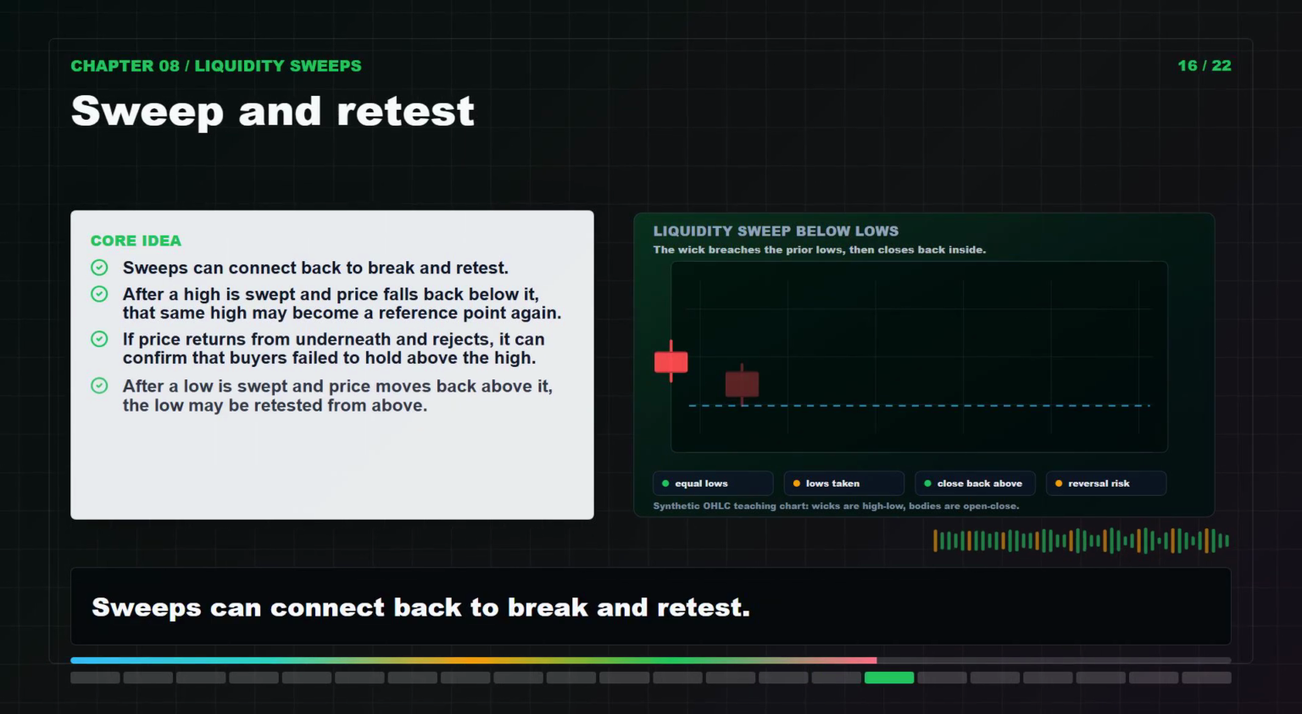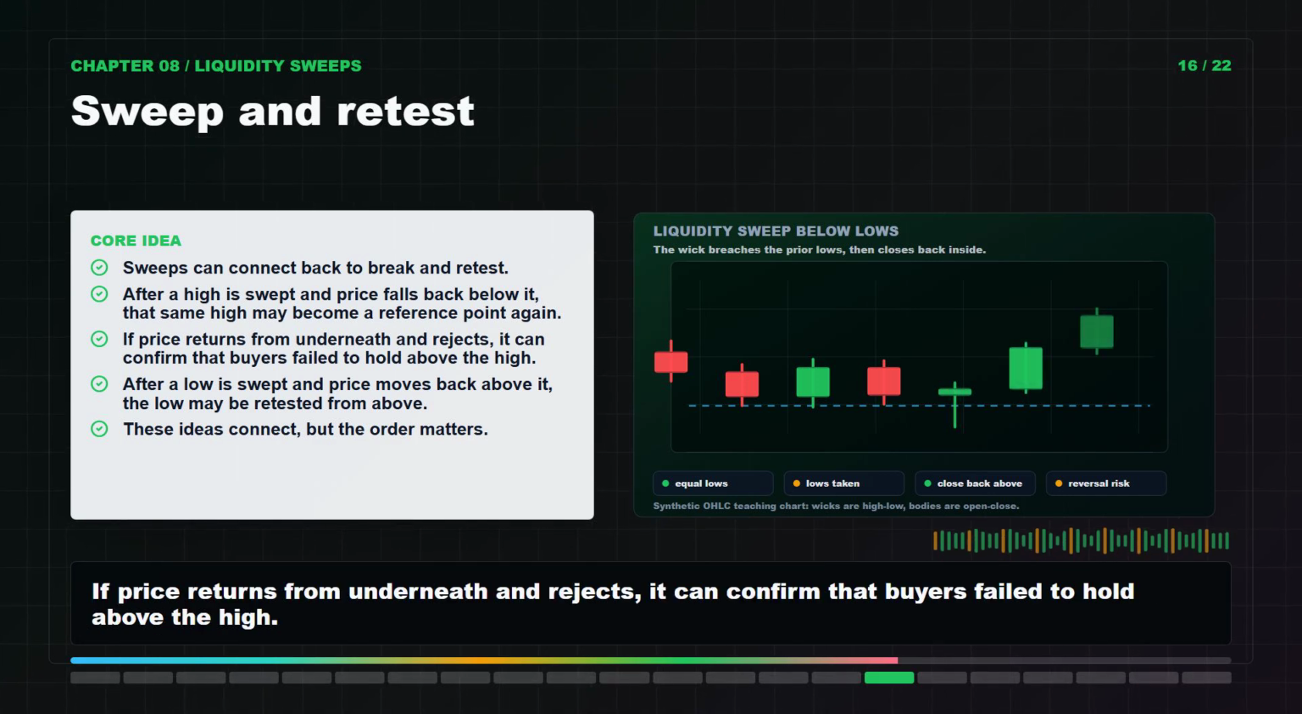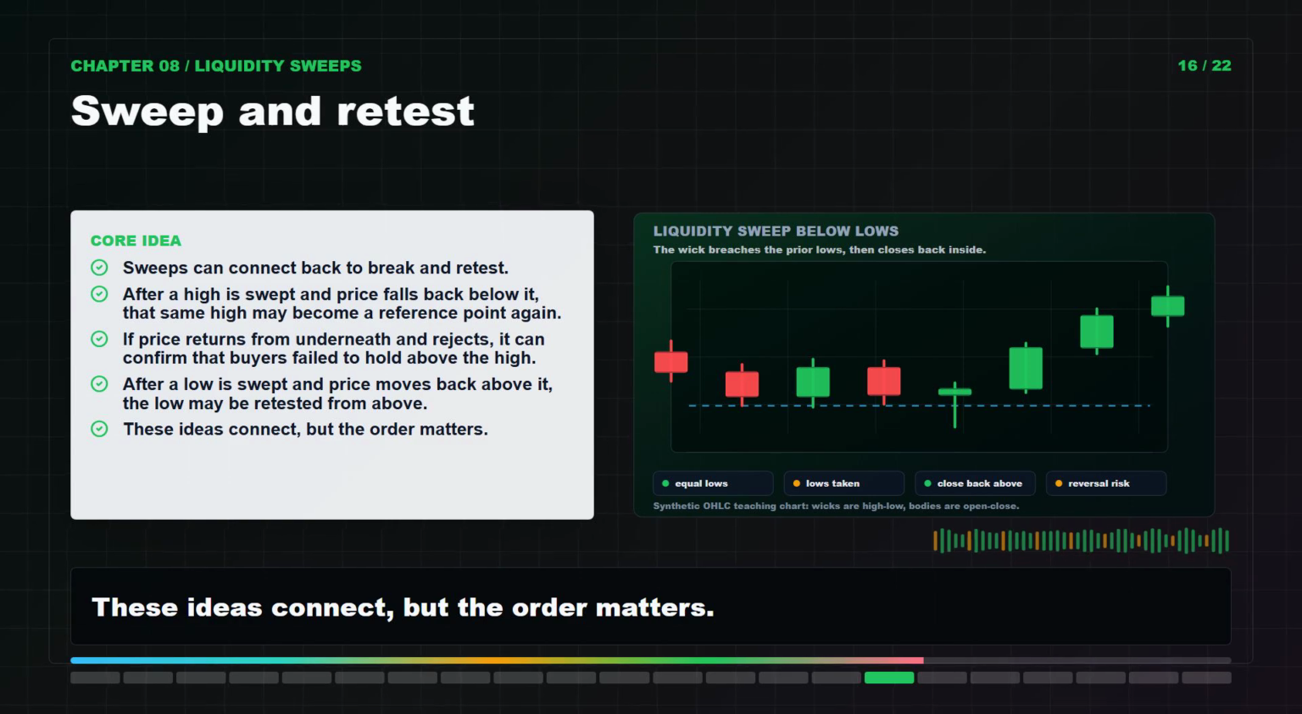Sweeps can connect back to break and retest. After a high is swept and price falls back below it, that same high may become a reference point again. If price returns from underneath and rejects, it can confirm that buyers failed to hold above the high. After a low is swept and price moves back above it, the low may be retested from above. These ideas connect, but the order matters.